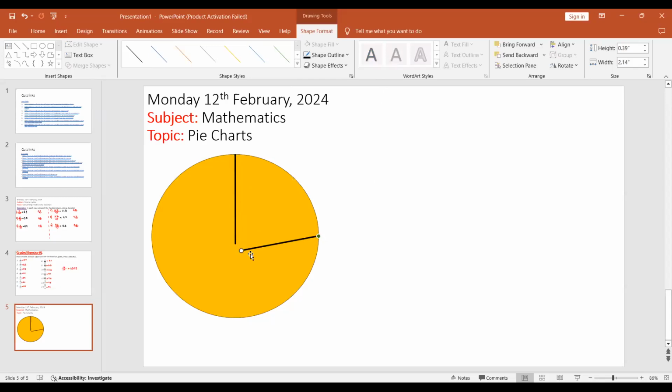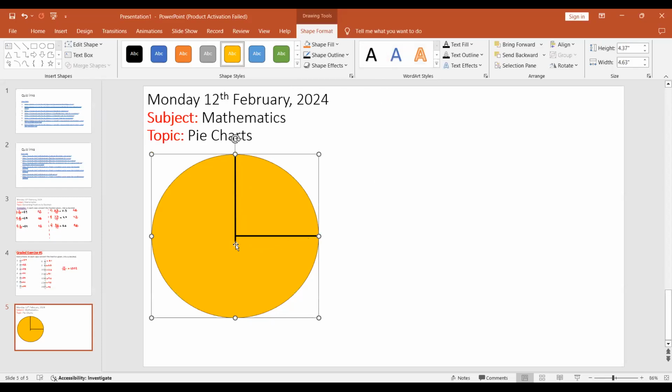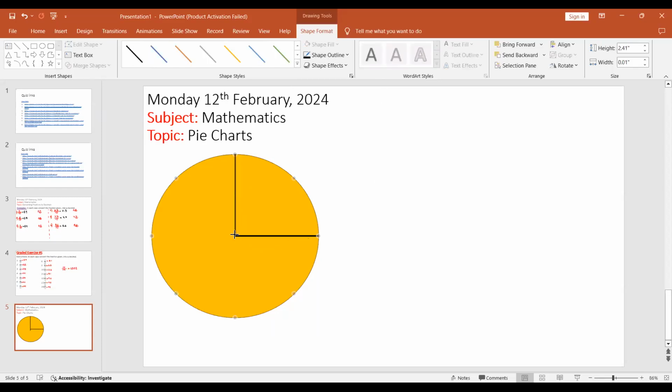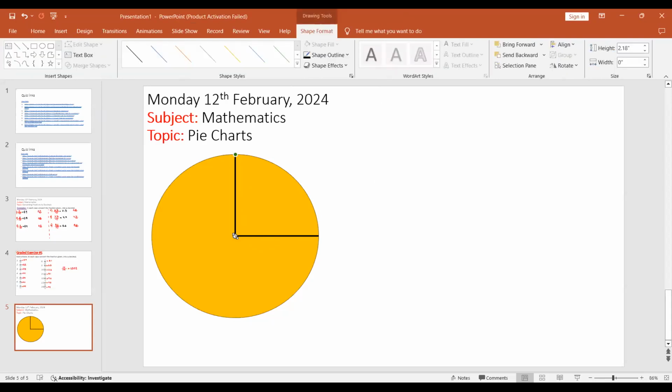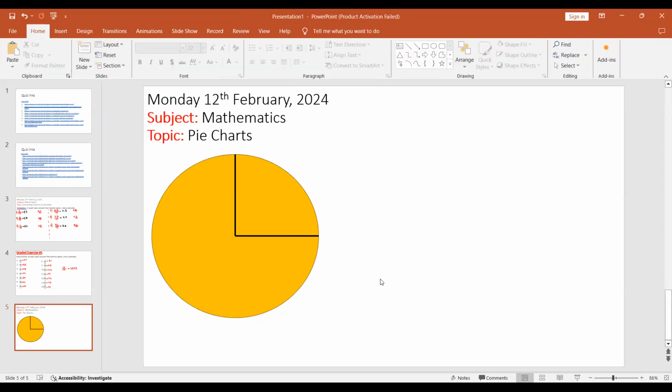Yes, sir. Okay, so draw this. I need you to draw this pie chart. So we have this looking thing here. I hope that's the middle. Okay, it looks like the middle. Okay, good.